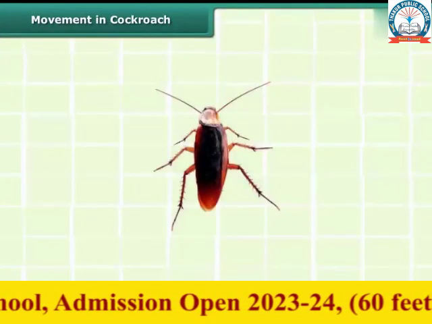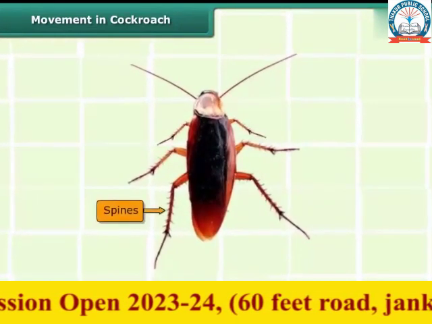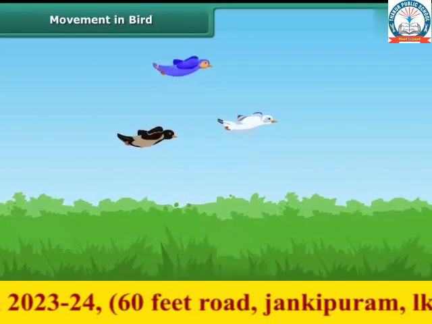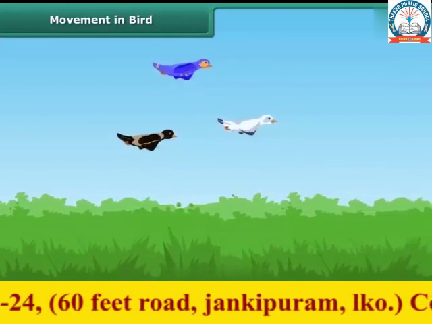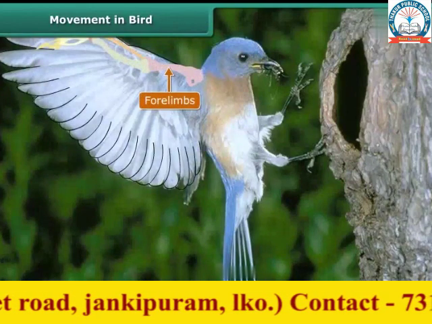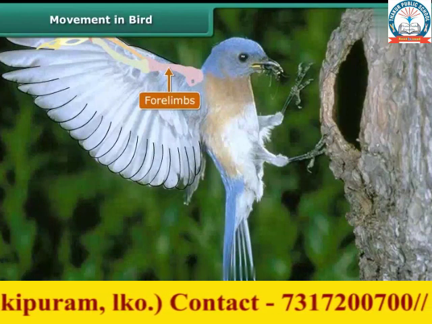A cockroach can move in different terrains like sand and wired meshes because of the spines on its legs. Movement in bird. A bird has a body best suited for flying. Its wings are actually modified forelimbs. Birds can fly easily with the help of these bony forelimbs.